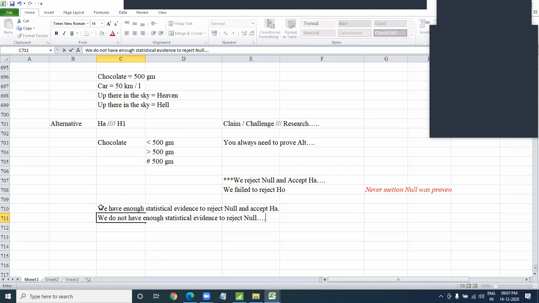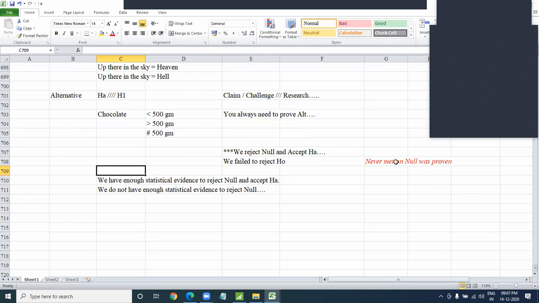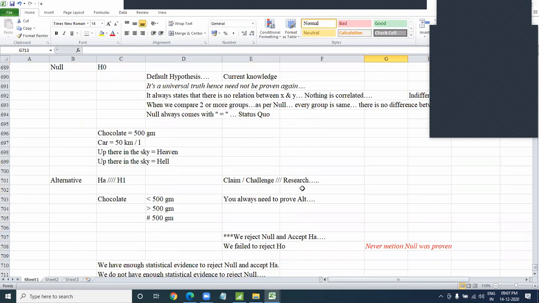You'll not say we proved null was right. No, you can write it the way you want, just keep this in mind. Now that's how we figure out what is null and what is alternate.